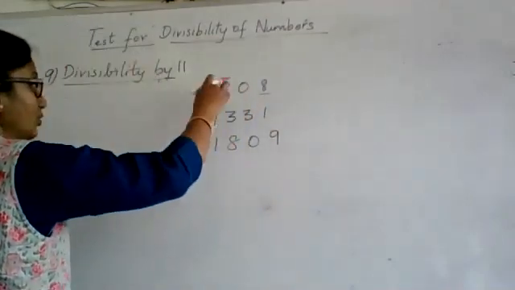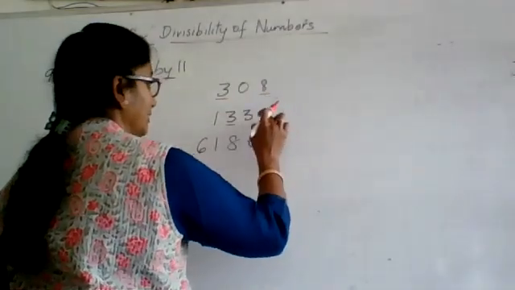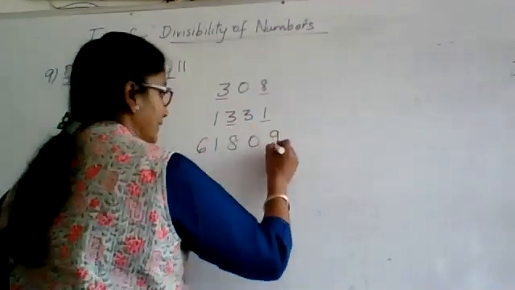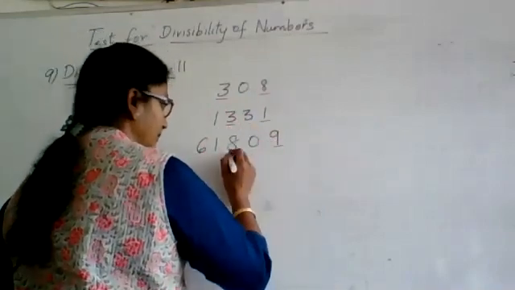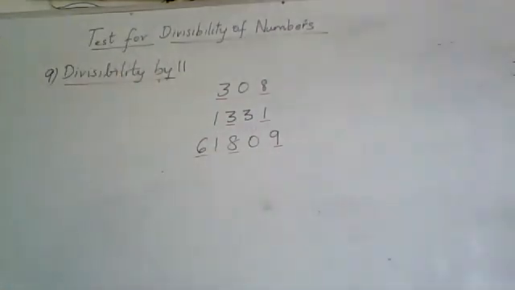8, leave the 0, take the 3. The second number I have 3. From the right only I start. I will underline 1, leave this 3, then the 3. Here also alternate digits. 9, skip the 0, 8 and 6. So I have underlined the alternate digits here.